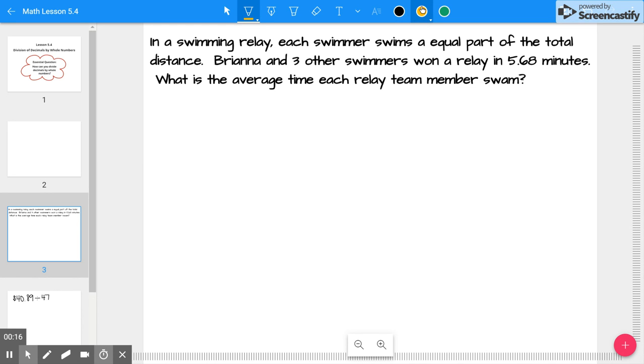In a swimming relay, each swimmer swims an equal part of the total distance. Brianna and three other swimmers won a relay in 5 and 68 hundredths minutes. What is the average time each relay team member swam?